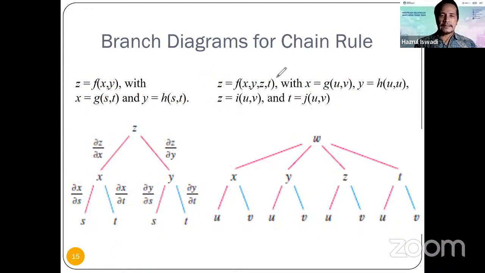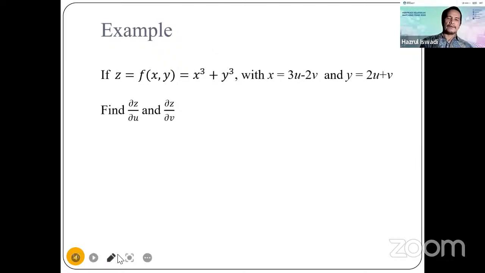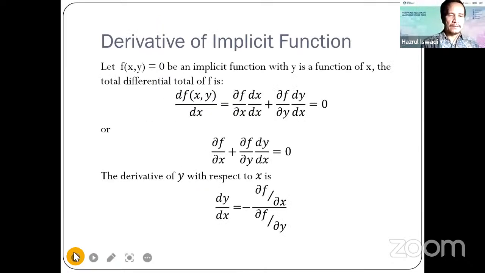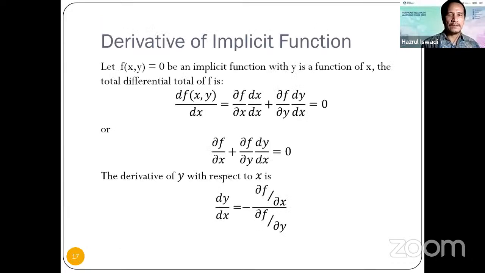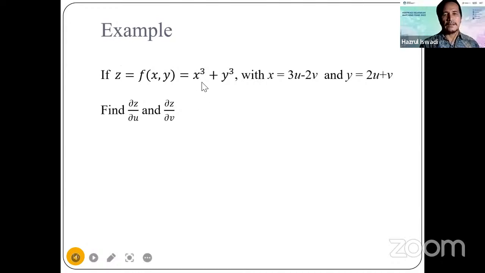Okay, let's apply this to an example. In this example, z is a function of x and y, and each of x and y is a function of u and v. So we will find ∂z/∂u and ∂z/∂v.